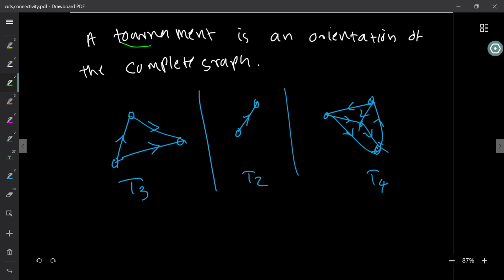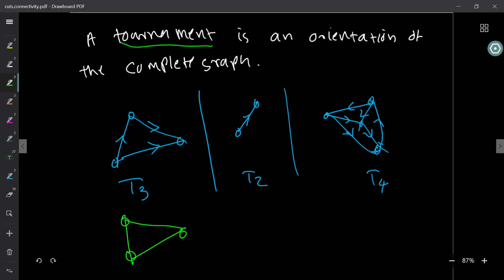Now a tournament is basically an orientation of the complete graph. So you take the complete graph on any n number of vertices, for any n, right? And then take its edges and give some orientation, whichever way you want, right? So then you get what is called a tournament. So here there is a three vertex tournament T3, right? But you can have other three vertex tournaments which are not isomorphic to it.